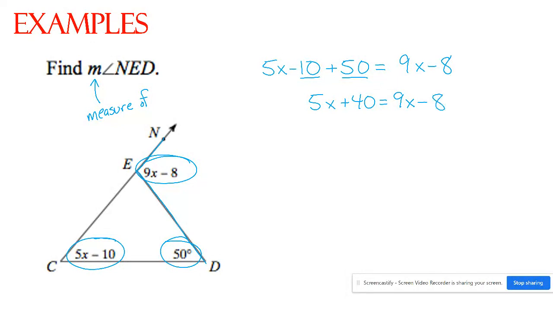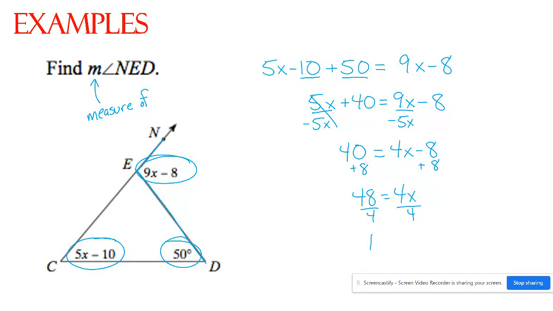I always like to take the smaller of my two numbers and move it to the other side when I'm putting my x's together. So I'm going to subtract my 5x just because when I do that, I know I'm going to get a positive number on the other side. But you can do it different ways. I get 4x minus 8. I'm going to add my 8 now. And I'll divide, and I find that x equals 12. Great, I know what x is.